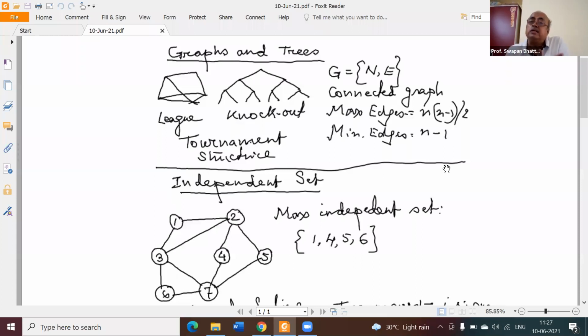So for that matter, you need to know what are the airports. Rather, for each airport, what are the other airports to which it does not have a direct flight? Got my point?